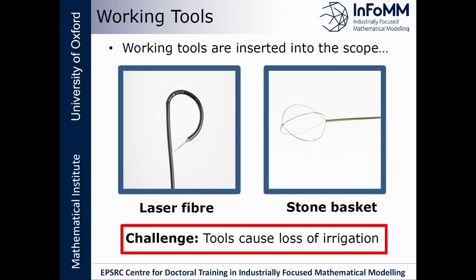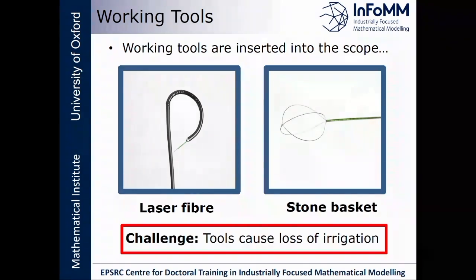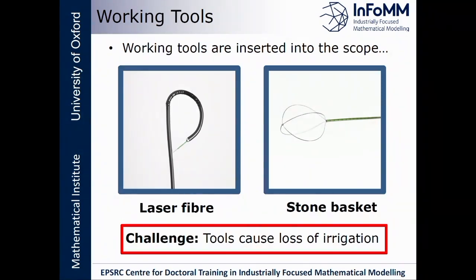Now, the problem is, when these working tools are introduced into the same channel that fluid is flowing, they pose a resistance to the flow, and hence we have a loss of irrigation, and subsequently they can cause a loss of visibility. So this is a challenge.